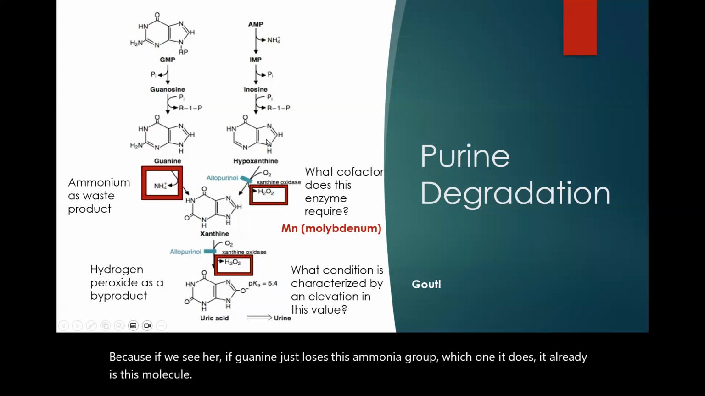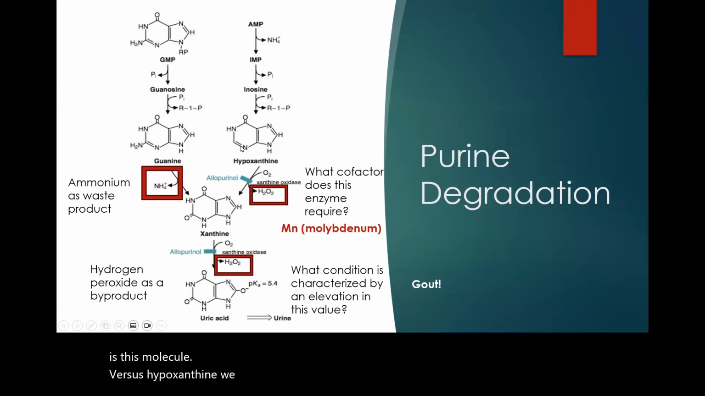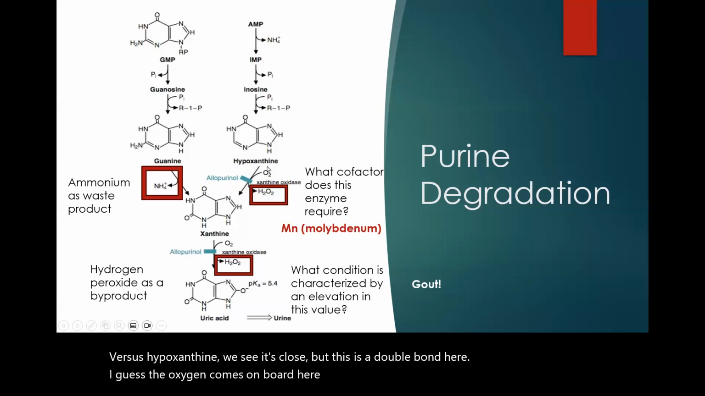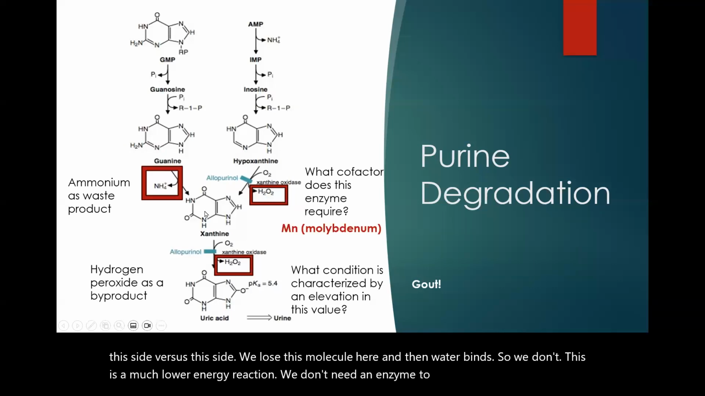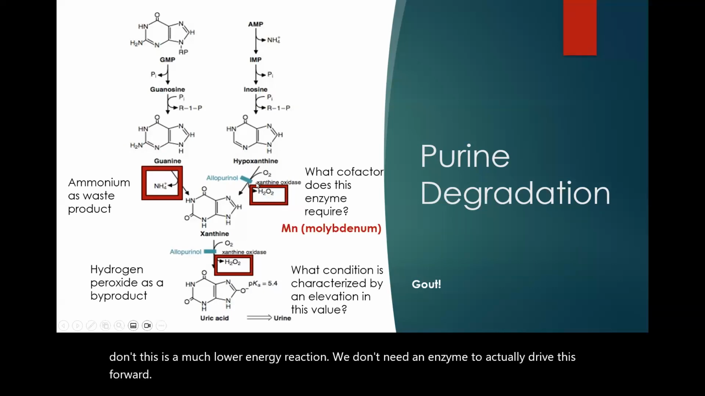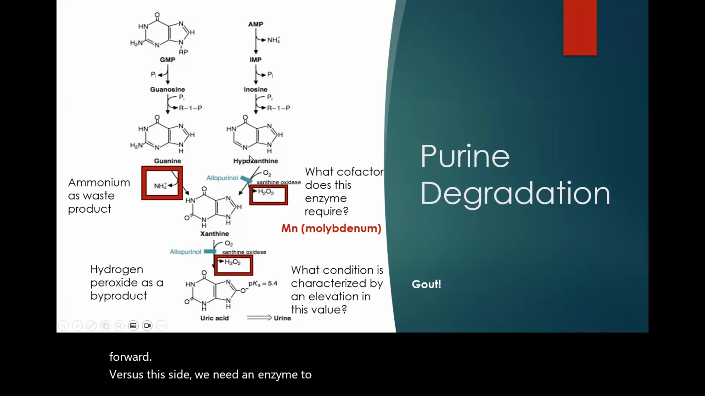Versus hypoxanthine, we see it's close, but this is a double bond here. Well, I guess the oxygen comes on board here. But this double bond here is attacked by oxygen on this side. Versus this side, we lose this molecule here and then water binds. So this is a much lower energy reaction. We don't need an enzyme to actually drive this forward. Versus this side, we need an enzyme to drive this forward, the xanthine oxidase. And then we need one here again.